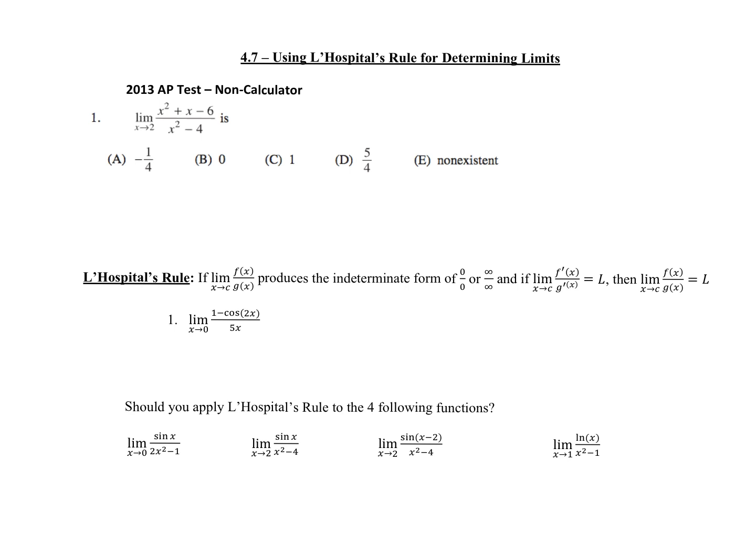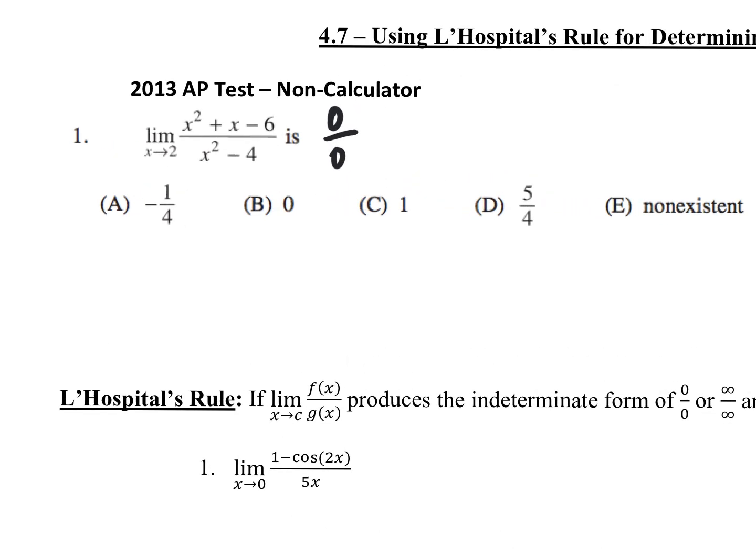So like Roro said, you're like, well, when I plugged in a 2 here, I'd get 6 minus 6 over 4 minus 4, so I'd get 0 over 0. And we've seen that before. And what we had to do before, does anyone remember? We had to factor this. We had to factor it. So let's just remind ourselves, if we factor that top, what does that top factor into?